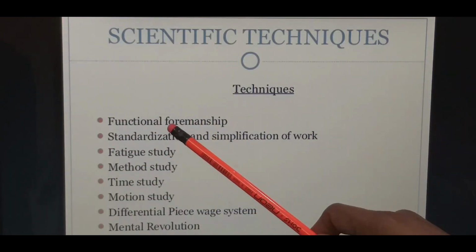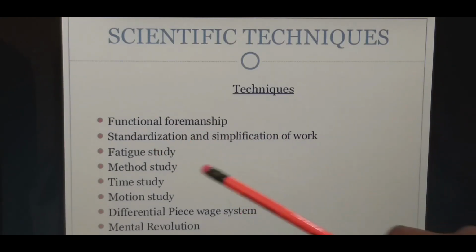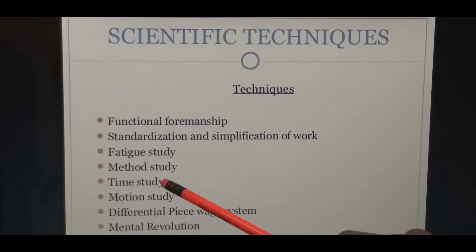That is functional foremanship. Second is standardization and simplification of work. Third is fatigue study. Fourth is method study. Fifth is time study. Sixth is motion study. Seventh is differential piece-rate system, and eighth is mental revolution. These techniques given by Taylor tell what are the methods in which those principles can be applied in an organization. So we'll go through these techniques one by one. First we'll start with functional foremanship.